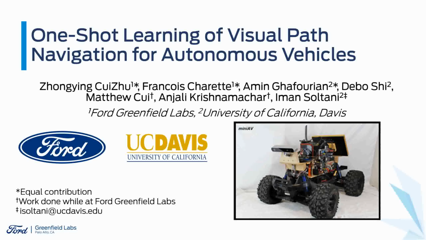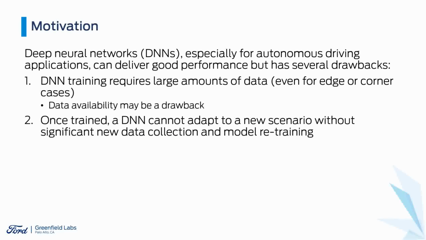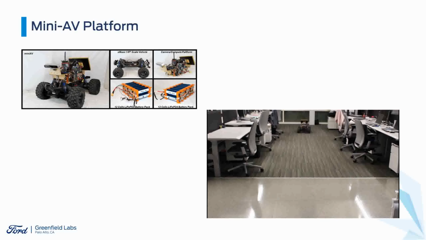Hello, I'm Zoe, and this is our work, One-Shot Learning of Visual Path Navigation for Autonomous Vehicles. The motivation comes from the demanding data requirements for deep neural networks, especially in autonomous driving, to deliver good performance. To address these challenges, we developed a novel end-to-end autonomous driving architecture with one-shot learning.